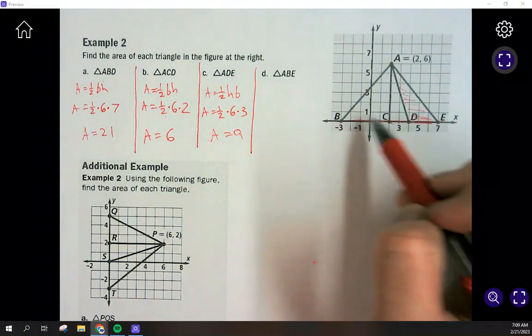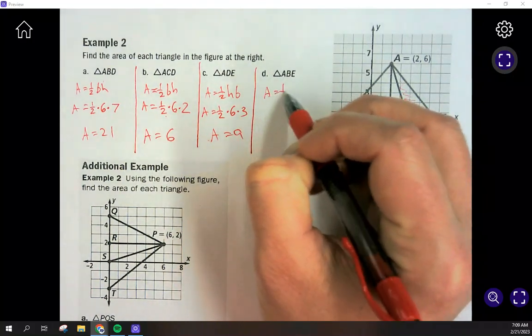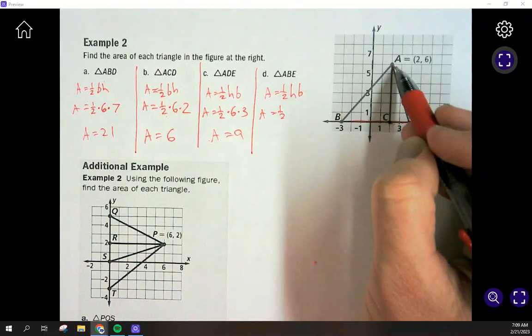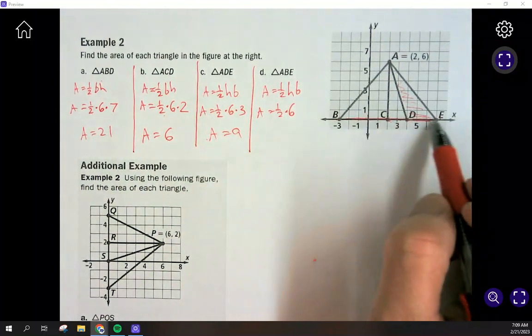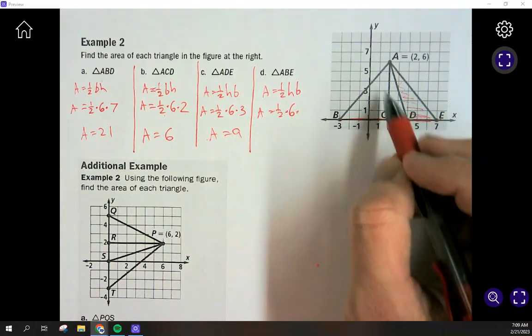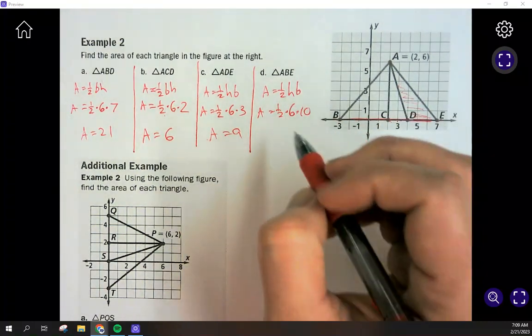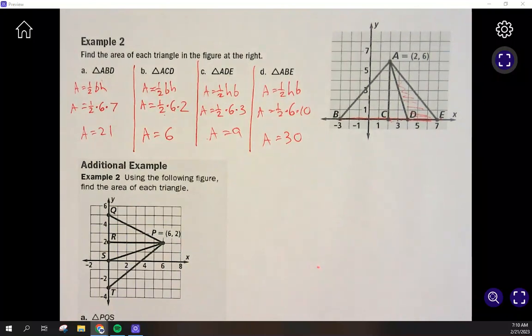And then triangle ABE, the really big triangle. This was the one that I started out trying to solve on accident. The height of that is still 6. And now the base is that 10 that I was looking at. So all the way from B to E for this bigger triangle, it's 10. Half of 6 is 3 times 10 is 30.